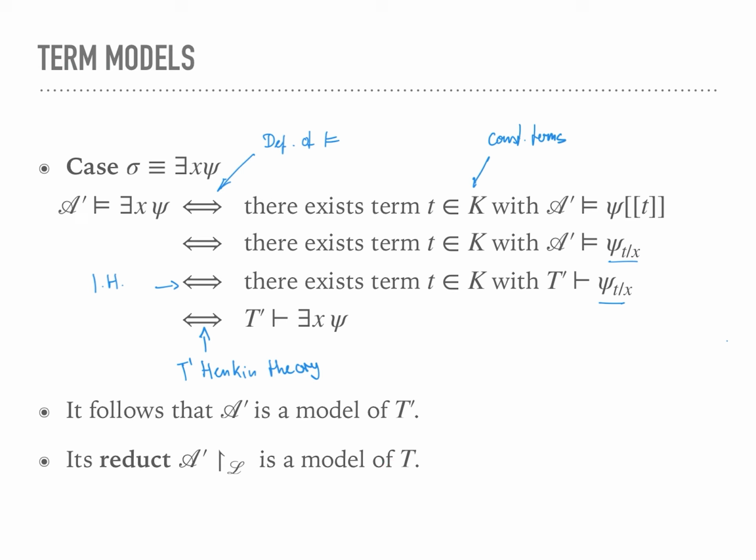Keep in mind here that T is a subset of T prime, so since A prime satisfies all formulas of T prime, this reduct, which is a structure of the original language L of T, will satisfy every sentence in T. And this concludes the proof. We have therefore shown that T has a model.